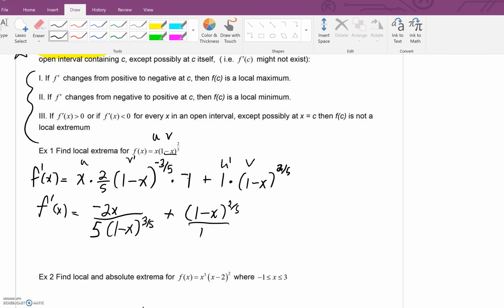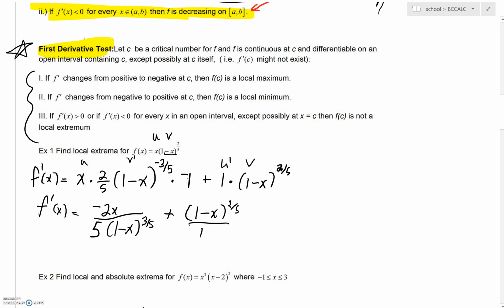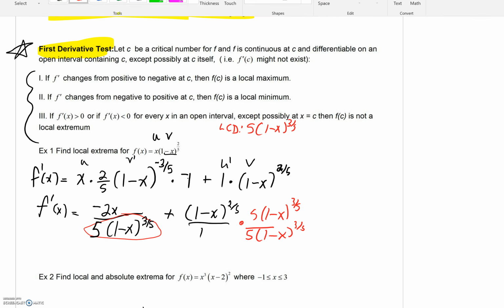You'd like to get a unit fraction because you're interested not just where your derivative could be 0, but where your derivative is undefined. And because I'm looking here, I can see very clearly that my least common denominator in this problem is 5 times (1 minus x) to the 3/5. This second fraction is missing everything, so I'm going to multiply by 5(1 minus x) to the 3/5. And hopefully you're going to see some good things happen.